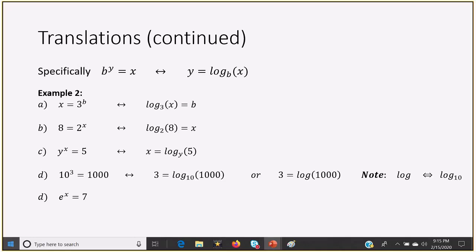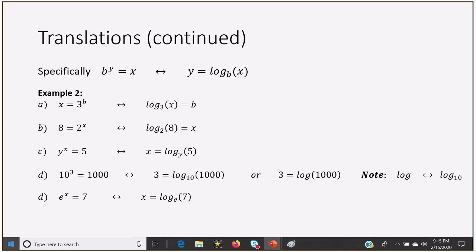So I have e to the x is equal to 7. To translate it, my x drops down. My e becomes the base of my log on my right side, and it will be log base e of 7. Now I mentioned in part D, oh, these are both D.